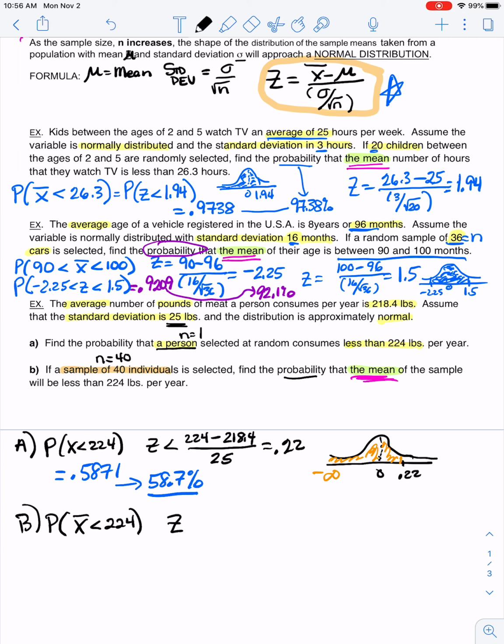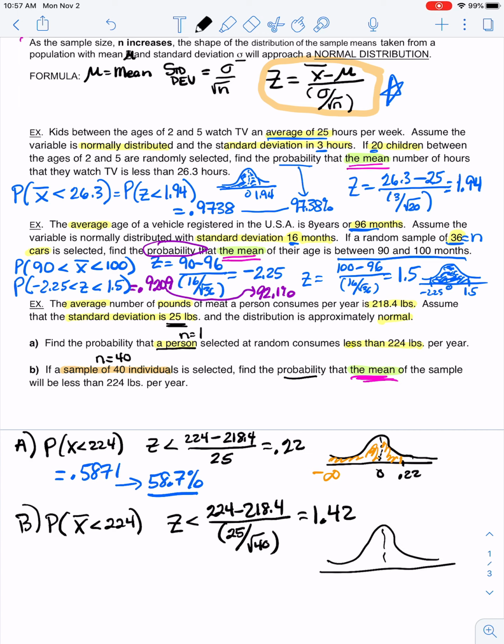Now convert to z using our central limit theorem formula that we picked up today. So 224 minus 218.4, so the top is the same. The bottom is going to be 25 divided by the square root of 40 because we have a sample size of 40. When you calculate this time, your z should be 1.42. So you are 1.42 standard deviations to the right. It's still less than, so we still want to go this way, shading all the way to negative infinity.